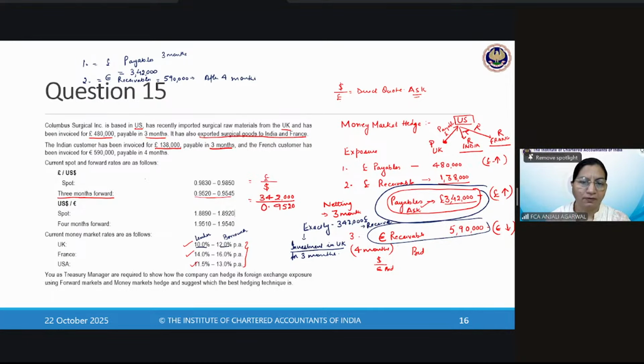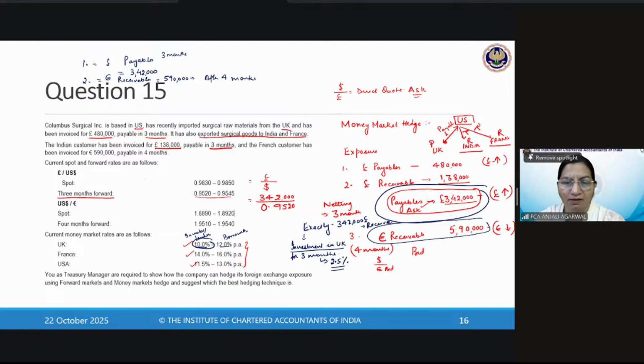Okay. So by making an investment, are you a lender or a borrower? You are not borrowing, you are a lender. You are lending it to somebody or you are investing. So the applicable rate for you would be 10%. These are per annum. Now 10% per annum means how much for 3 months? 2.5%. For 3 months, the applicable interest rate is 2.5%.